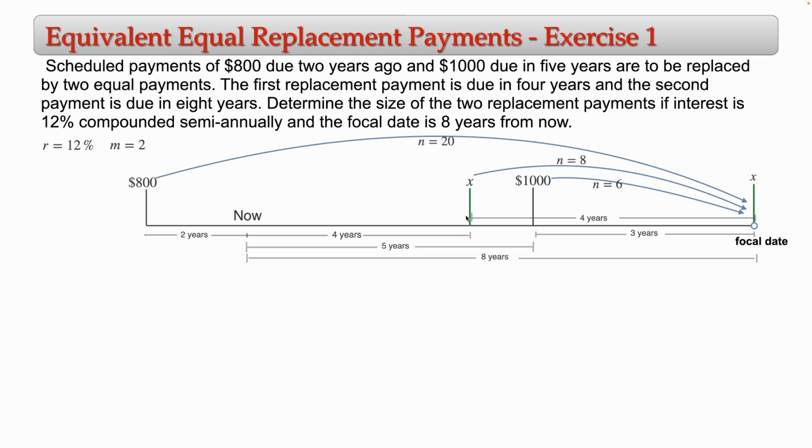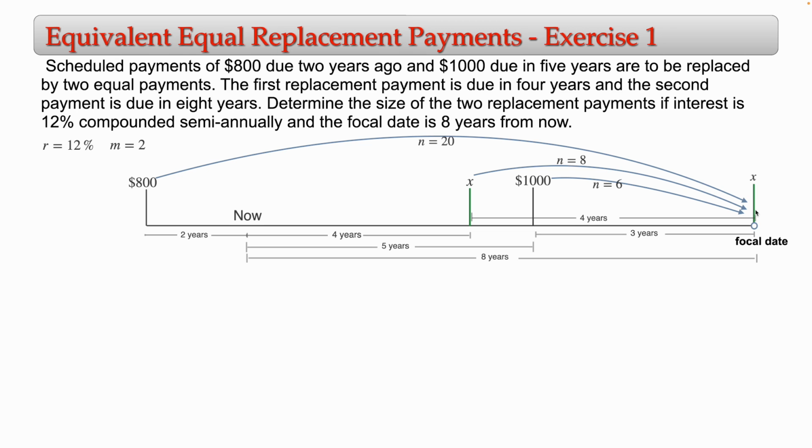So you will need to write an equation in which the value of these two replacement payments at that focal date is equal to the sum of the value of the scheduled payments at that focal date. So it will be easy to type the equation. You will need to type first, for example, I prefer to type first the replacement payment.